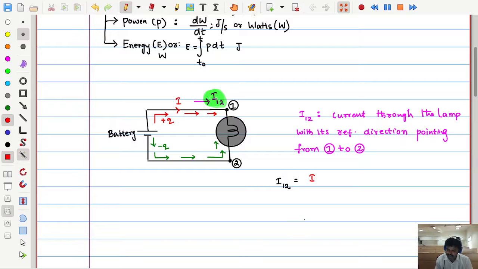Is this clear? These current directions are very important. Am I audible? Yes, sir.